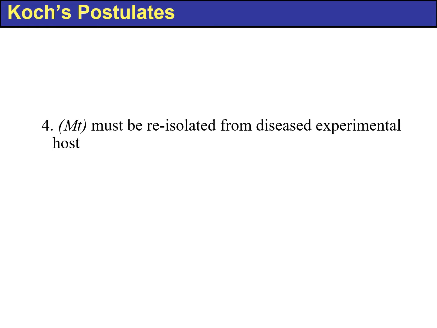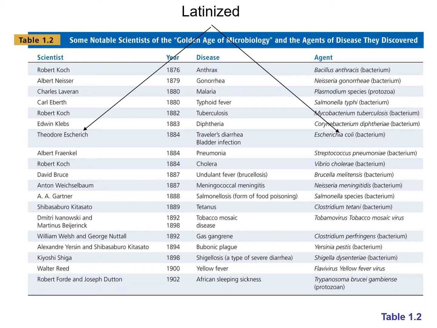Mycobacterium must then be re-isolated from the experimental host. So now the person that was healthy that you infected, you have to now isolate that same organism, the original organism, from them. That was the Koch postulate.